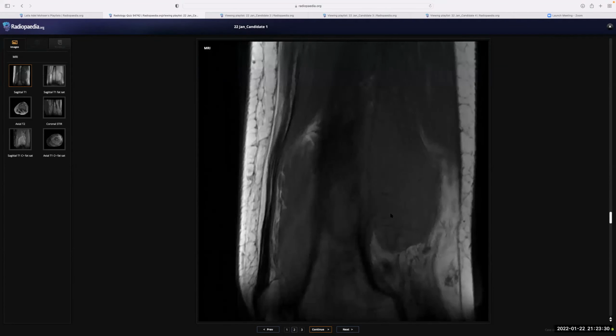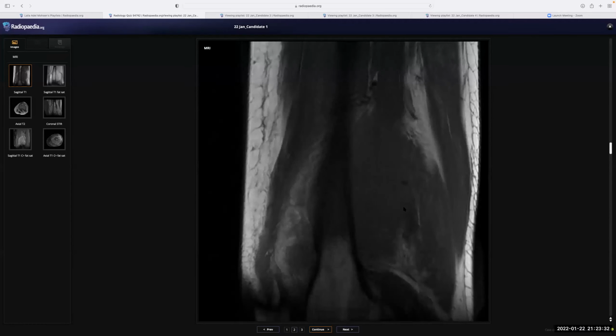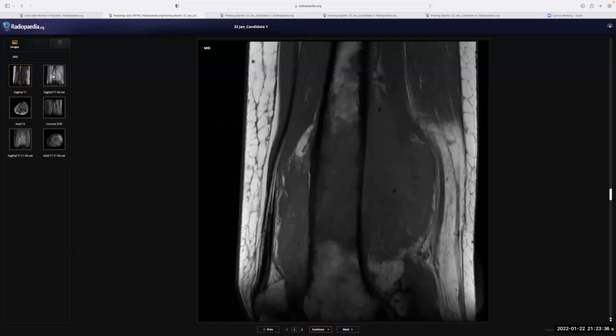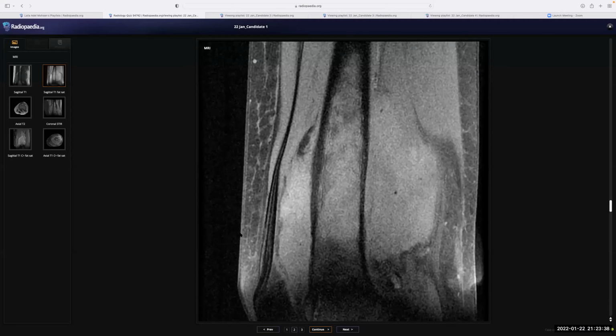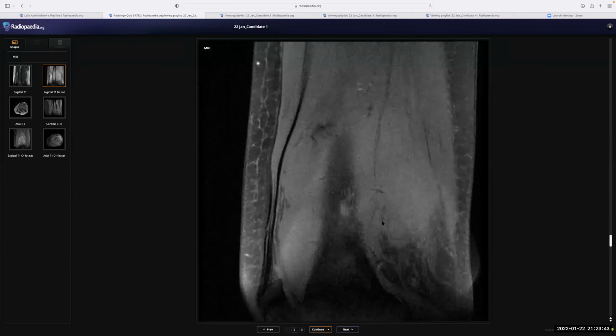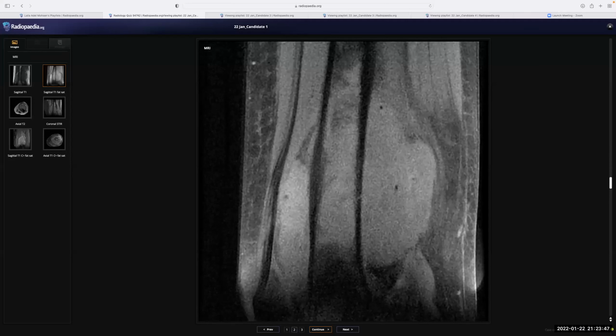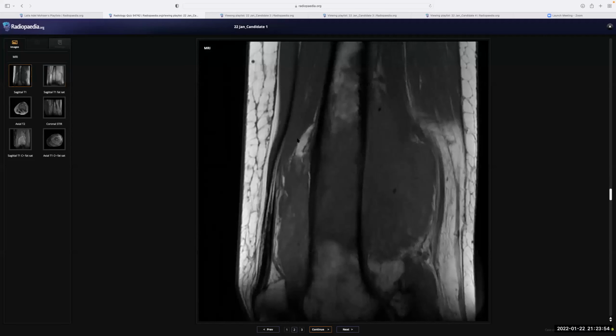So the MR is here. Okay, so the MRI, I'm just trying to have a look at the images first. This is the sagittal T1 fat set. On T1, I can see the abnormality there, which is showing abnormal signal within the marrow, with associated soft tissue as well.